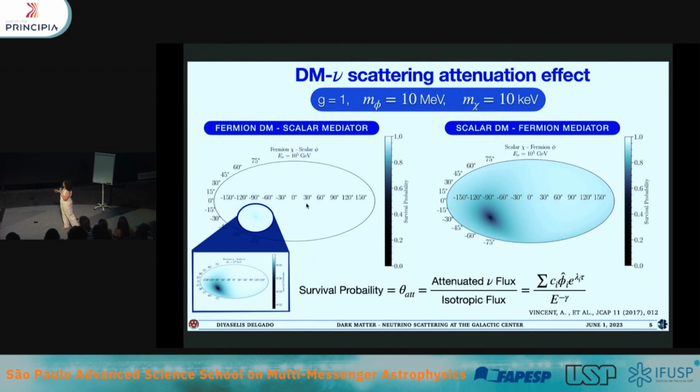get a 92% survival probability. So almost all the neutrinos coming from the galactic center are coming through and not interacting with dark matter. But when we see the inverted cousin, we see that we have a 40% chance of getting those neutrinos back from the galactic center, so they are getting attenuated.